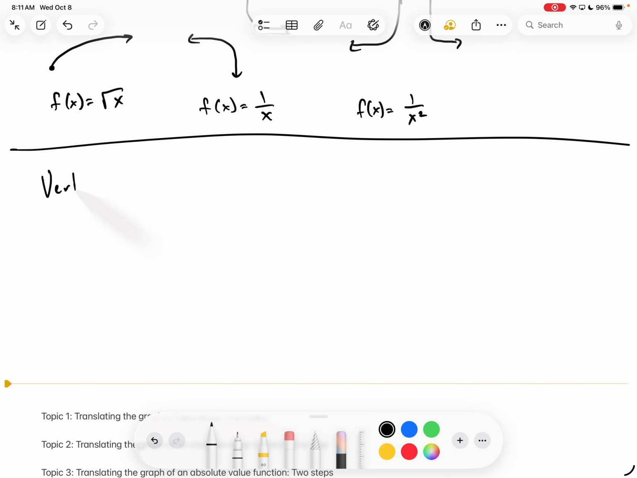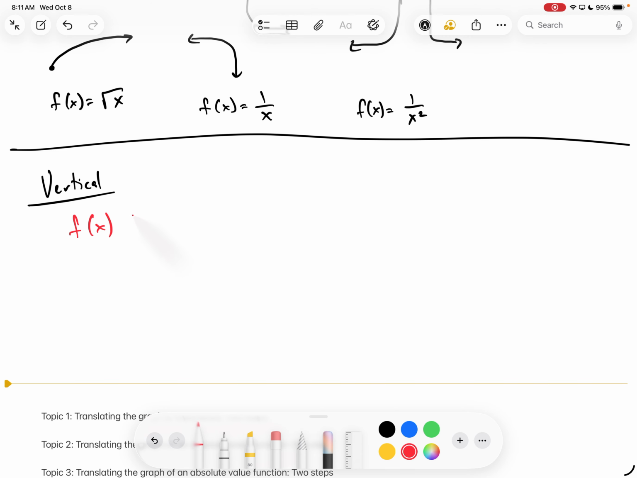So the first one is vertical transformations. I'm just writing vertical. So the vertical transformation says that if you have a function and you add or subtract something to it on the outside, our rule here is the outside always does something vertically. I mentioned this in the last module. If it's inside, it always does something horizontally. The weird thing about the inside is you always think opposite. And we'll talk about that as we go.